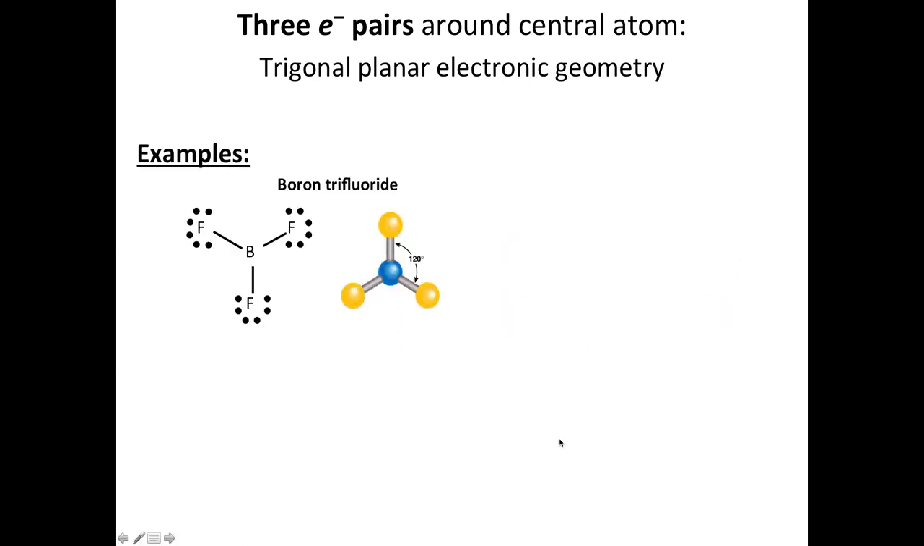Okay, so some examples here. Boron trifluoride is trigonal planar. This is because boron can have a deficient octet, so it doesn't need a lone pair on the central atom, and so that makes this Lewis structure work out.